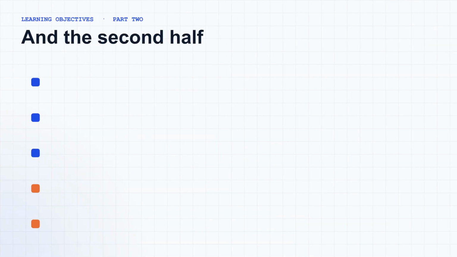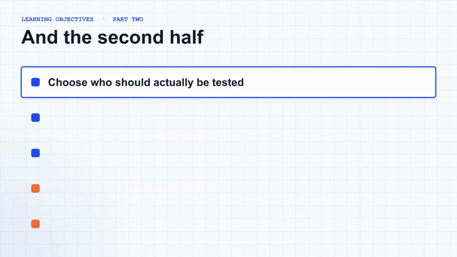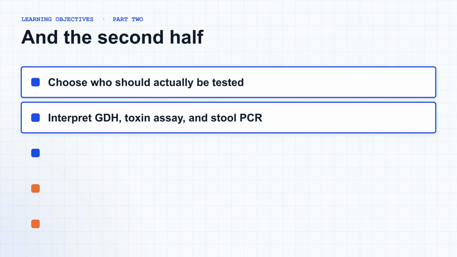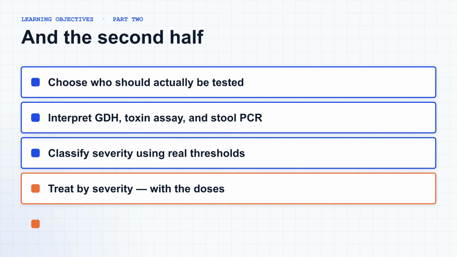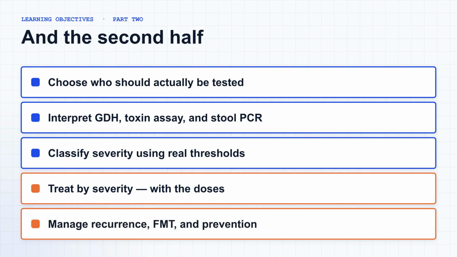And here's the second half. Sixth, decide which patients should actually have a stool sent and which should not. Seventh, interpret the 3 stool assays: the glutamate dehydrogenase antigen, the toxin immunoassay, and stool polymerase chain reaction. Eighth, classify a patient as non-severe, severe, or fulminant using the real thresholds. Ninth, choose initial therapy by severity and know the doses cold. And 10th, treat recurrent disease and apply prevention and antibiotic stewardship.